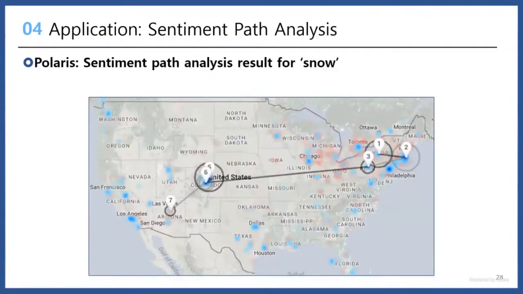Examples of analysis results for snow. When it snows, it shows the trajectory of tweets about snow, and the analysis of positive and negative. A blue circle indicates positive, and a red circle indicates negative.